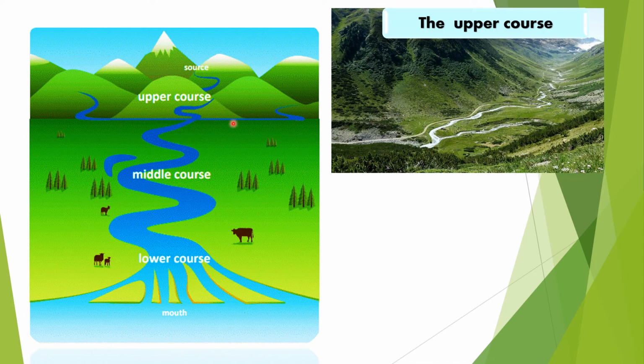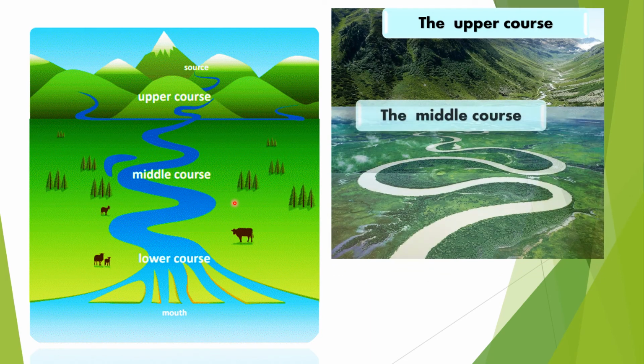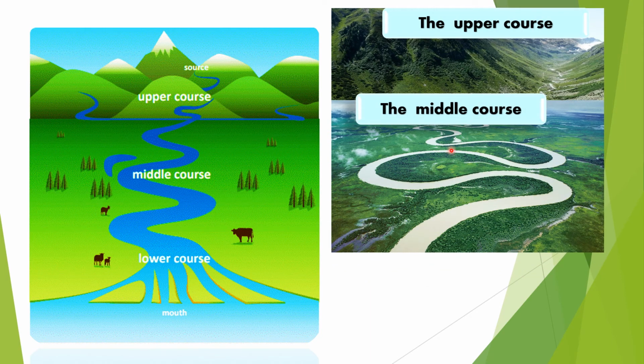The middle course or mature course of the river starts when it joins the plain. That means from here to here, it is the middle course or mature course. Here the speed of water decreases. Here the speed of water comes down. And in this stage, what is special about this stage?